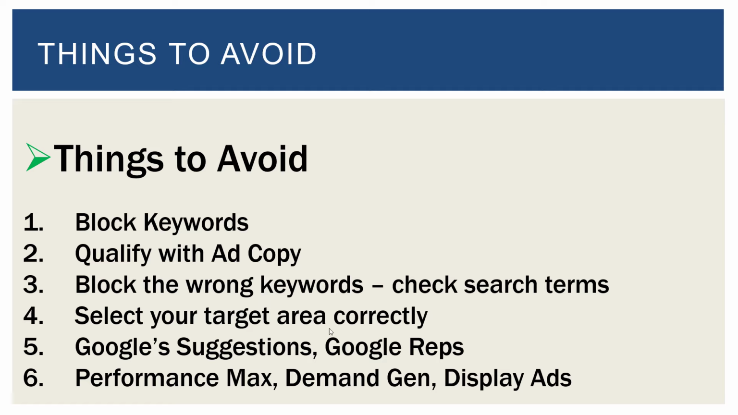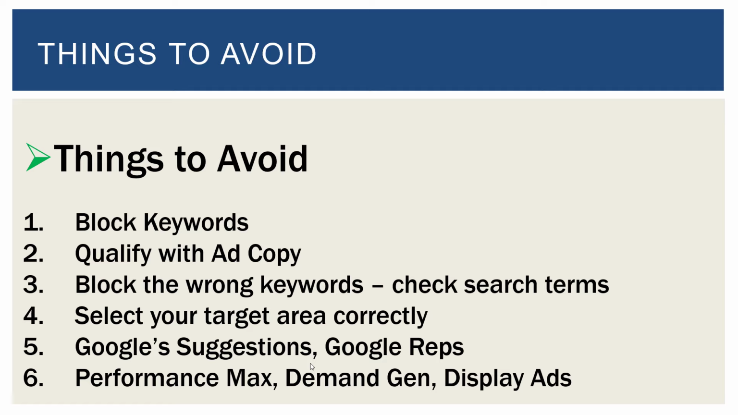Also, make sure you select your target area correctly. Google defaults to people interested in the location. That really only works for hotel and travel and different things like that. You want to select people in your location, so you don't show outside of a radius, for example. You can do 5 miles around you, and you don't want to show anywhere else. You have to change the default setting for your location targeting.